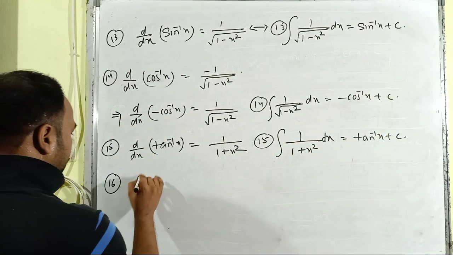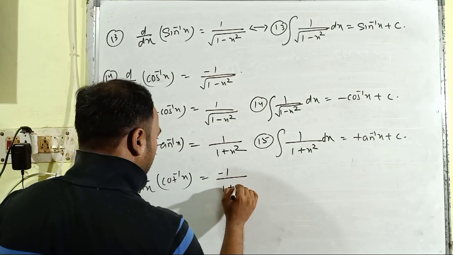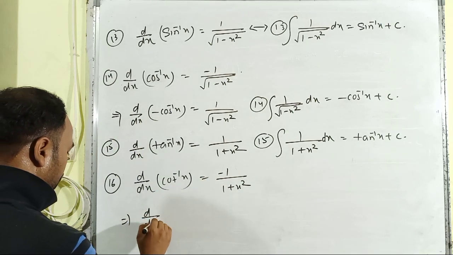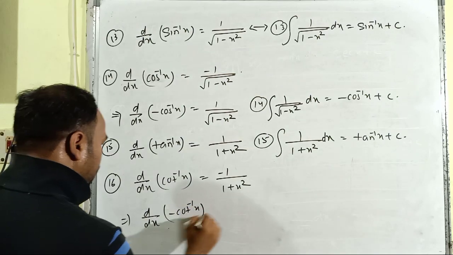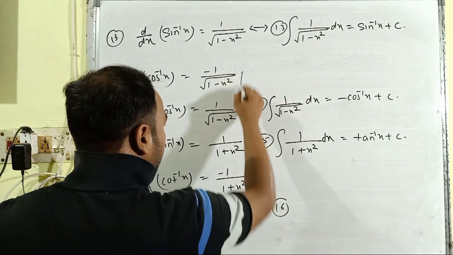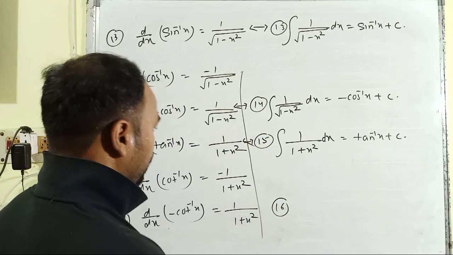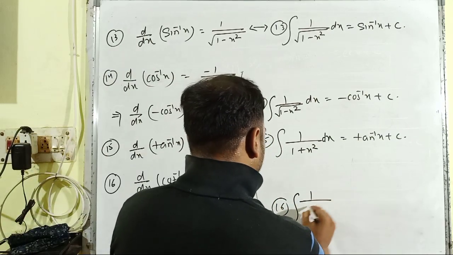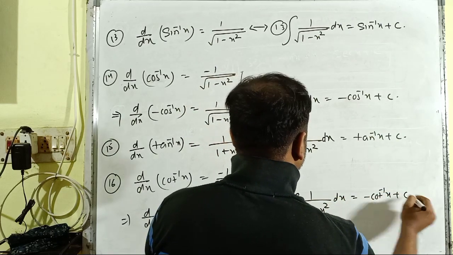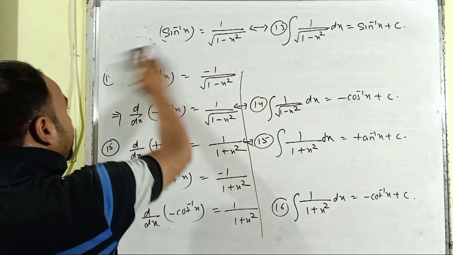The 16th formula is differentiation of cot inverse x, and it is minus 1 upon 1 plus x square. Then shifting this negative term here, differentiation of minus cot inverse x, and it is 1 upon 1 plus x square. So the 16th formula is integral of 1 upon 1 plus x square with respect to x, it is minus cot inverse x plus c. So these are the 4 formulas, and the rest of the 2 formulas, let us see them.